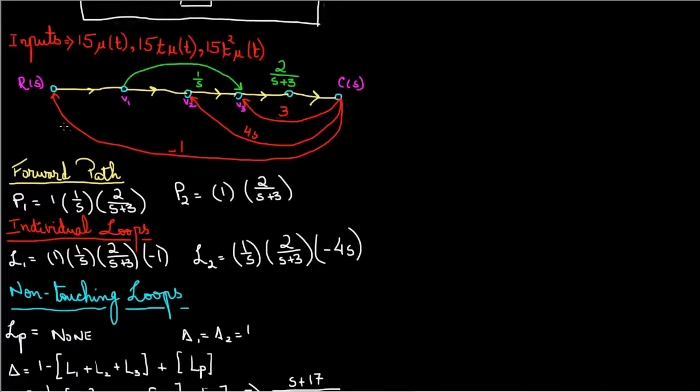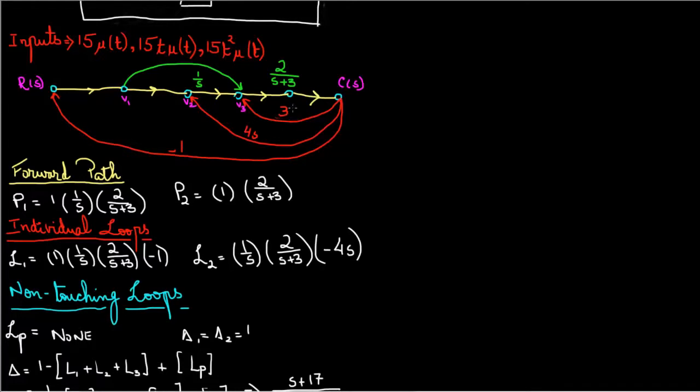So if you look here, it's basically your forward path that you already had. So it's going to be 1 over S times 2 over S plus 3. And at C of S, we're going to take this bigger loop, which is -1, and it comes back to our input point, which is R of S. So that's going to be your first loop. Now for the second loop, we're going to have 1 over S, and then you have 2 over S plus 3, and it goes to 4S. So as you see right here, it goes back to 4S.